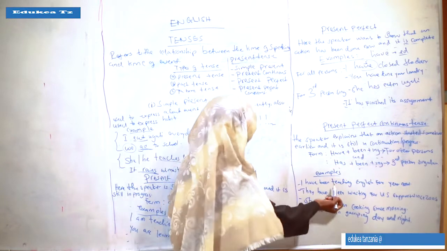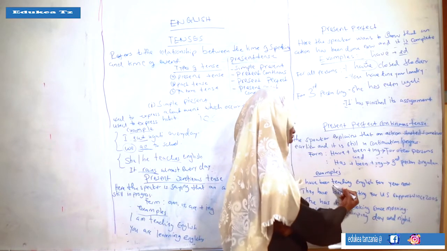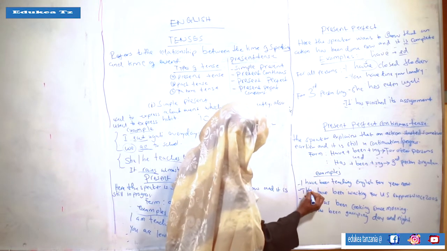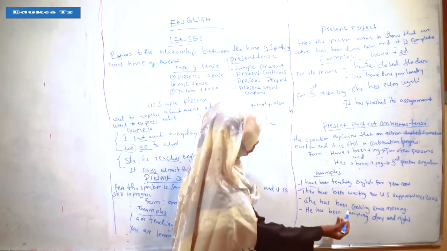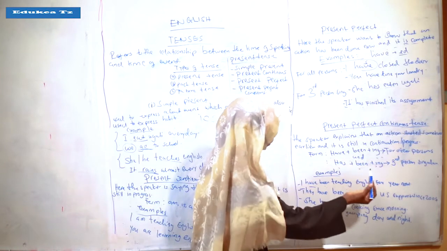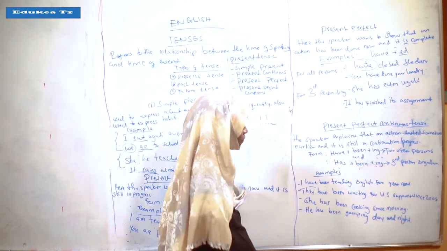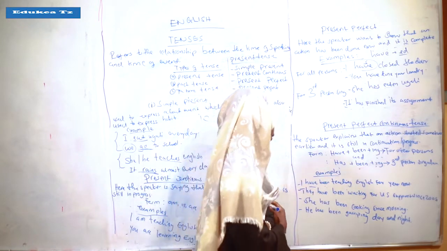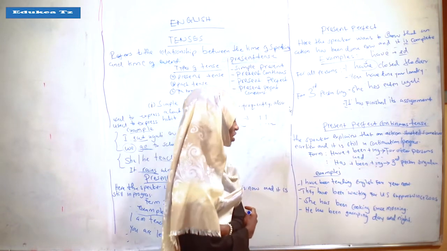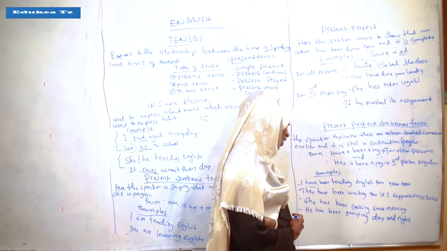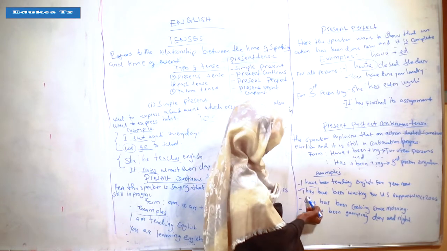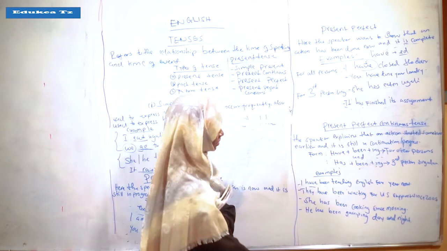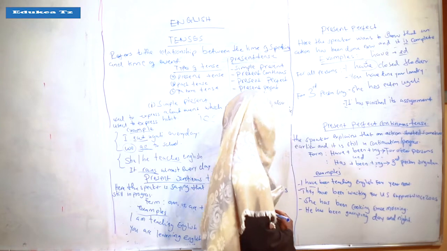For example, I have been teaching English for a year now. I have been teaching. That started before and is still in progress, still in continuation. That is, for a year now. Another is, they have been waiting for your support since 2005.